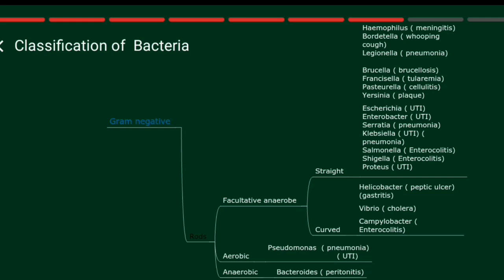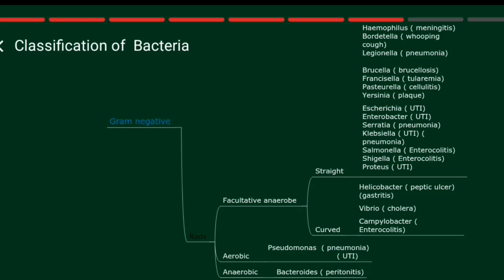We have Escherichia, which causes urinary tract infection. We have Enterobacter, which causes urinary tract infection. We have Serratia, which causes pneumonia. We have Klebsiella, which causes UTI and pneumonia. We have Salmonella, which causes enterocolitis. We have Shigella, which also causes enterocolitis. We have Proteus, which causes UTI.